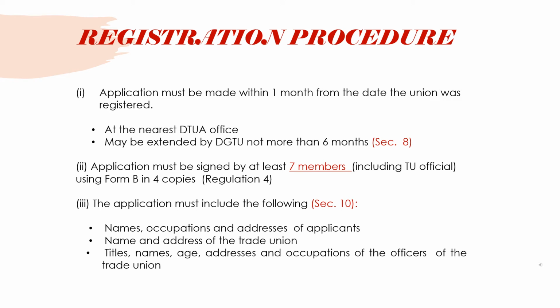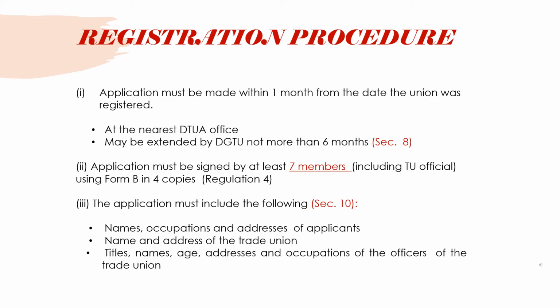For the registration of trade unions, application must be made within 1 month from the date the union was registered, and it must be made at the nearest Department of Trade Unions Affairs office. It may be extended by the DGTU not more than 6 months. Application must be signed by at least 7 members using Form B in 4 copies under Regulation 4.